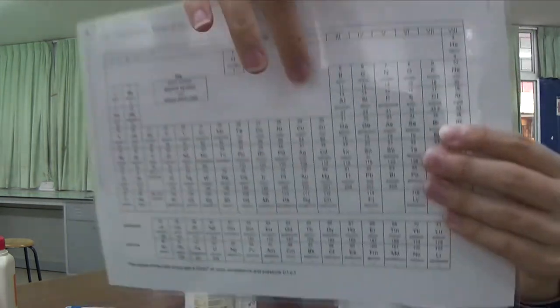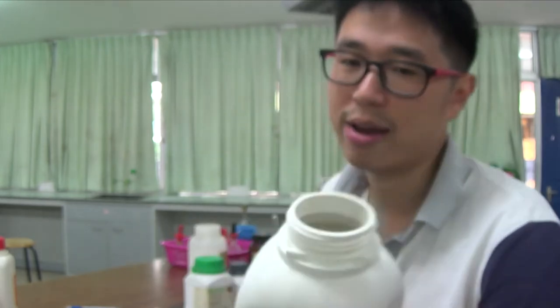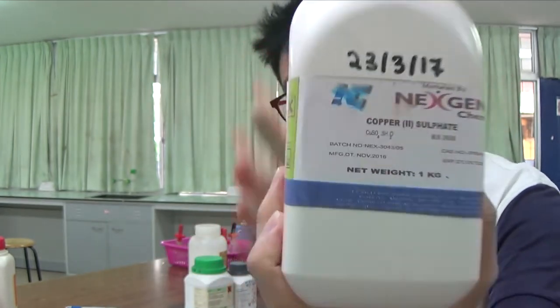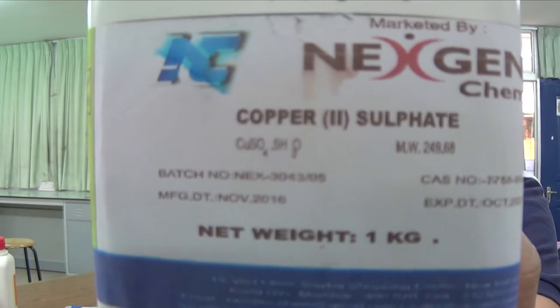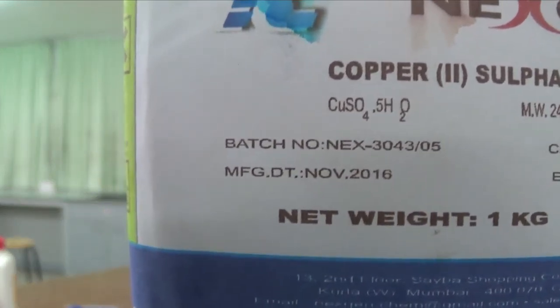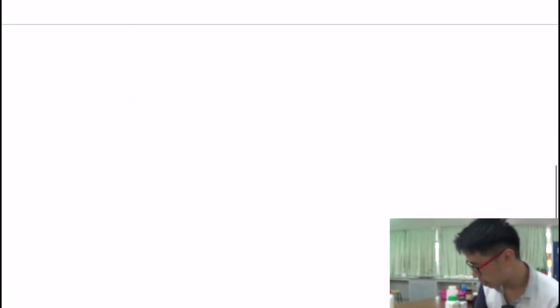And copper, copper is Cu, it's just there. This is copper(II) sulfate, blue color crystals. You might have done crystallization of these. This is copper(II) sulfate pentahydrate. If you look carefully, they don't say it's hydrated, but if you look at the formula, CuSO4.5H2O. I think I'm just going to do the example here to show you again how to calculate the relative molecular mass.